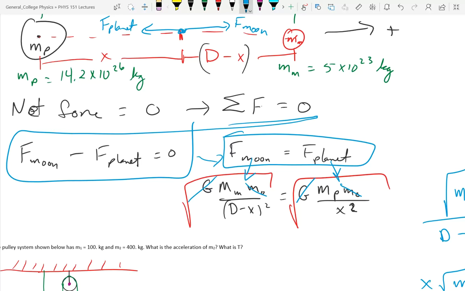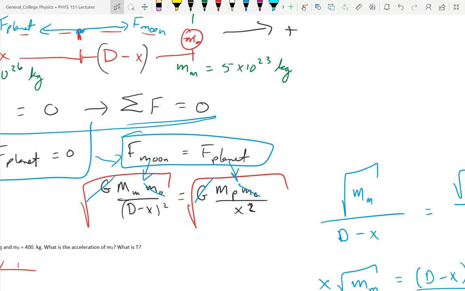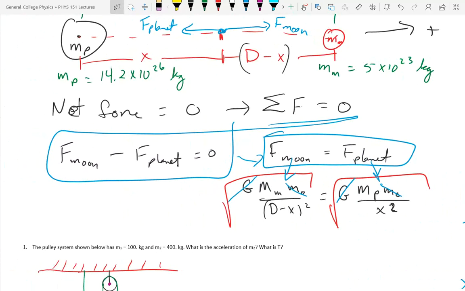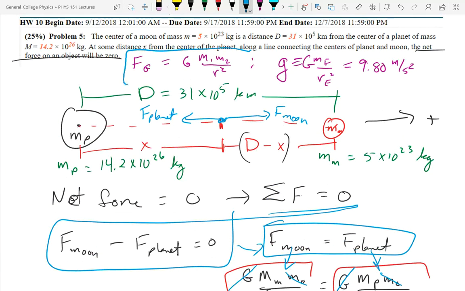Yeah, but I think what I'm confused on is that you knew that it was going to be over d minus x squared. Was there an equation? Yes, that's this equation right here. So you set them equal to each other? Because the net force was 0.